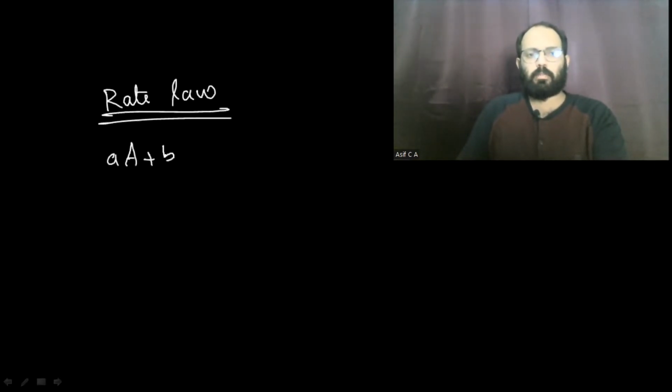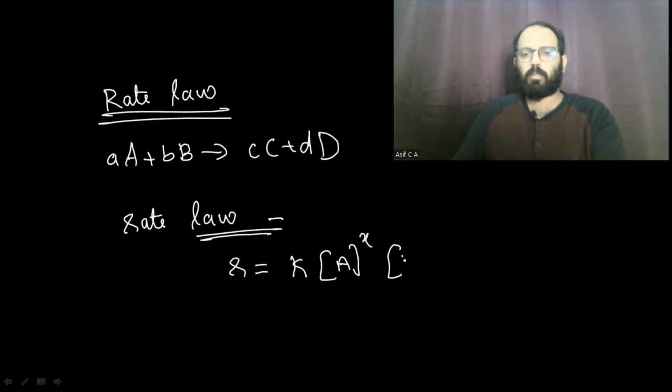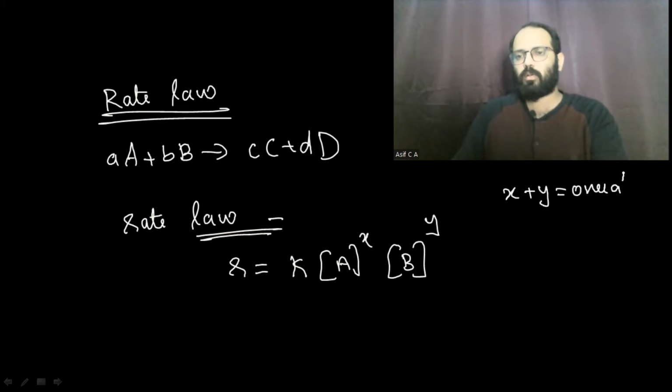Moving to the next part, the rate law. Again the same reaction, aA plus bB gives cC plus dD. Once the equation is given, according to the rate law we write R is equal to K into A power x B power y. Here x is the order with respect to A, y is the order with respect to B. So x plus y is the overall order of the reaction.